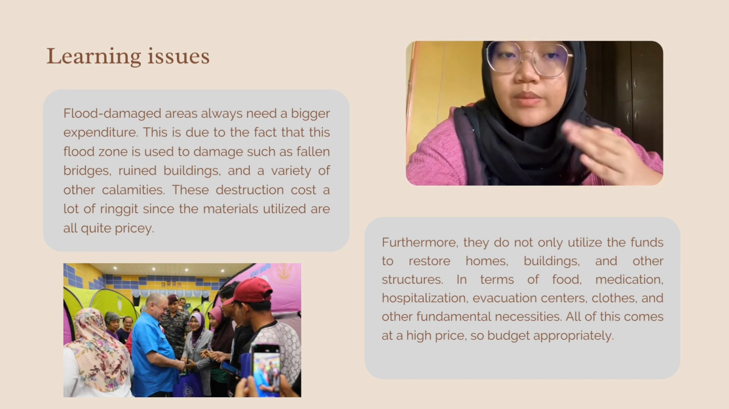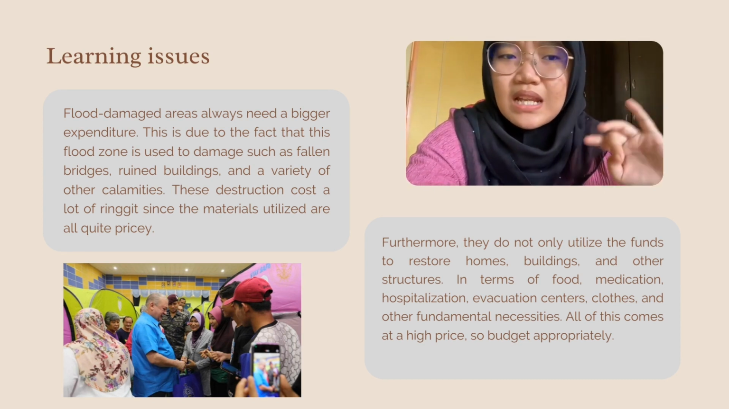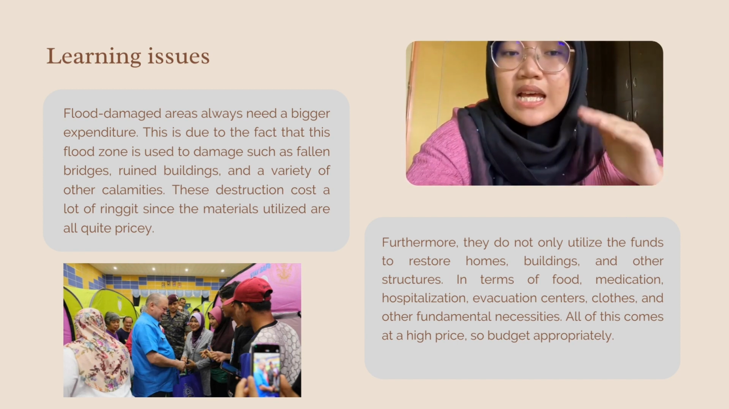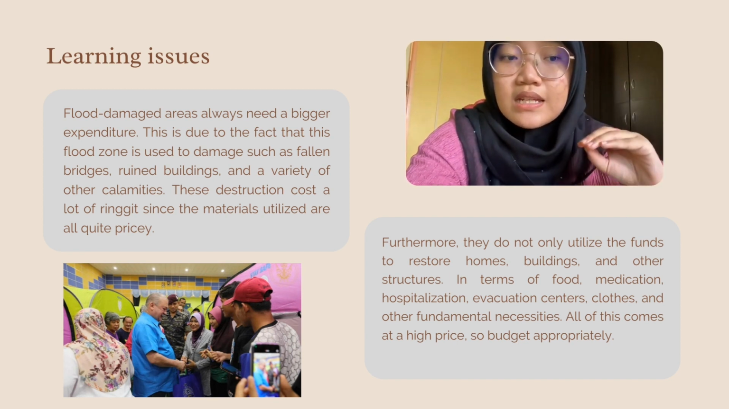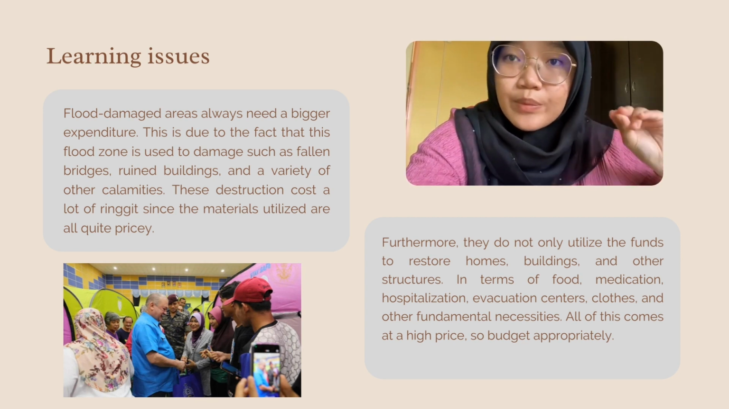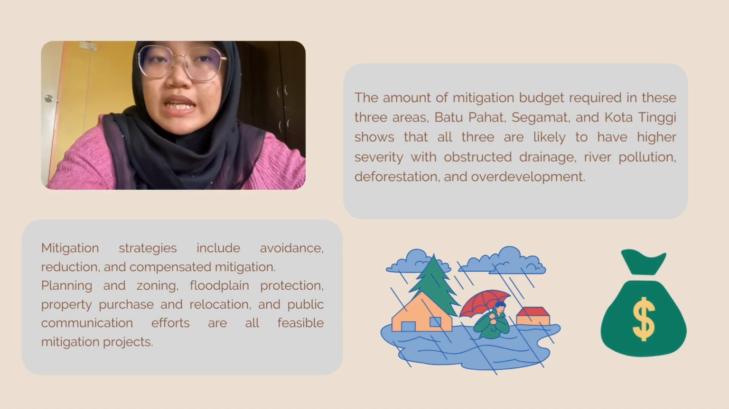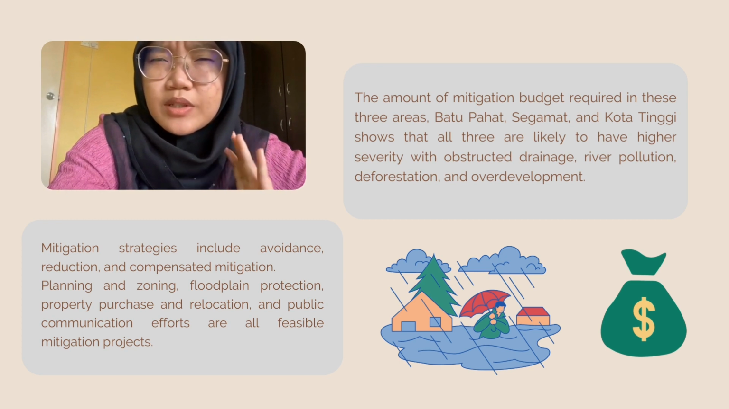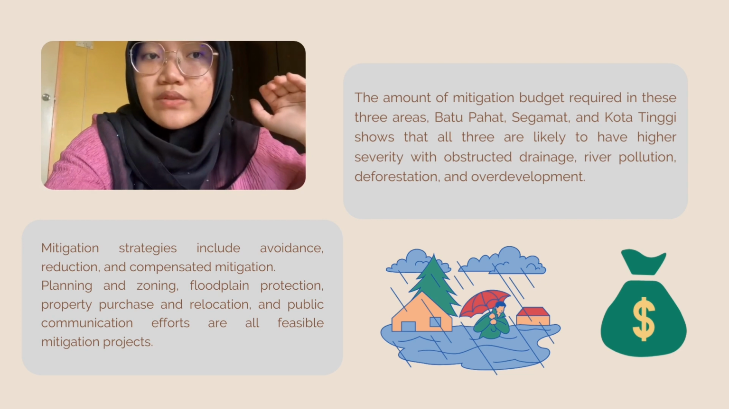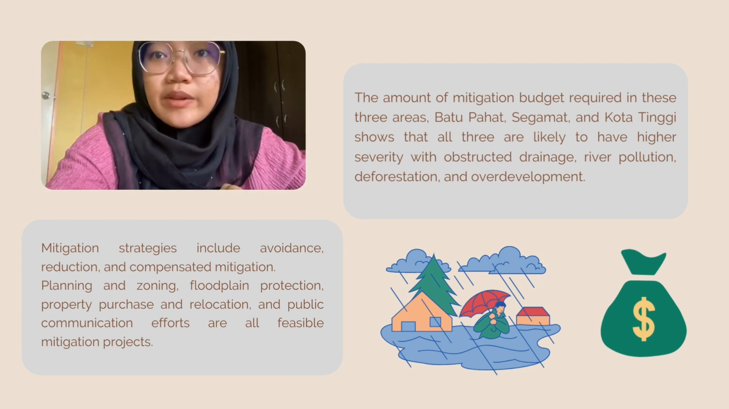Furthermore, they do not only utilize the funds to restore homes, buildings and other structures, but also for food, medication, hospitalization, education centers, clothes, and other fundamental necessities. All these come at a high price, so budget appropriately. The amount of mitigation budget required in these three areas, Batu Pahat, Segamat and Kota Tinggi, shows all three are likely to have a higher severity of street drainage problems, river pollution, deforestation and overdevelopment.